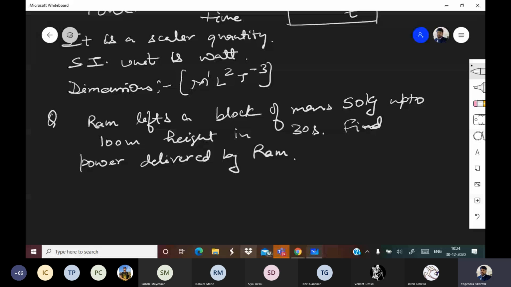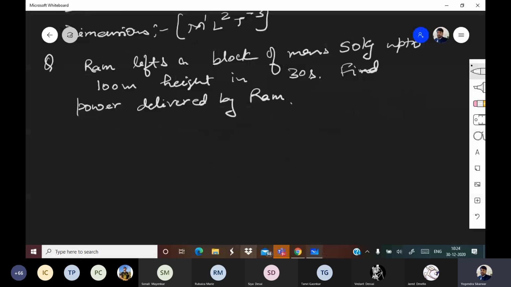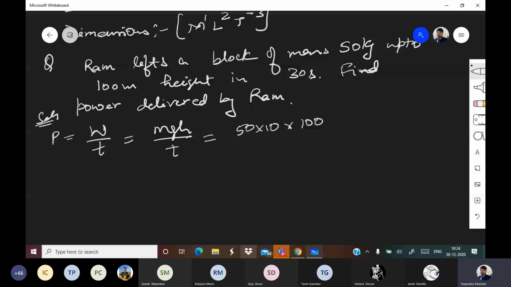Okay. So P is equal to W by T. W will be mgh upon T. M is 50, g is 10, h is 1000, and T is 30. So that gives us 5000 by 3 watt.